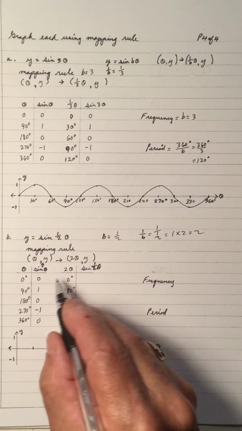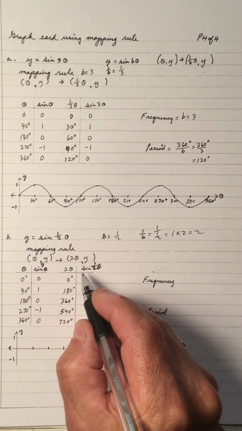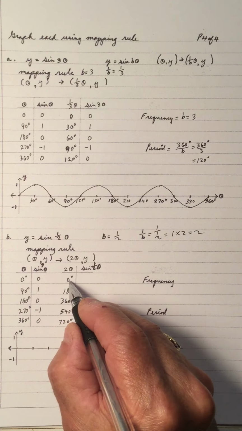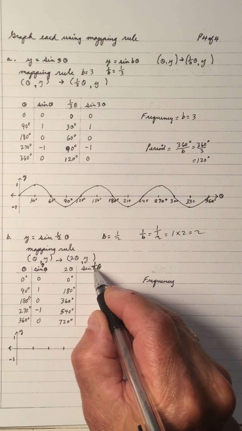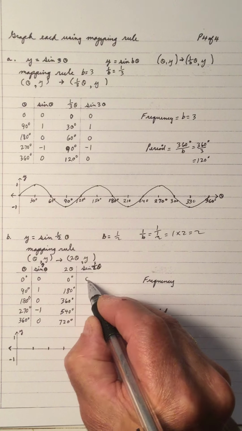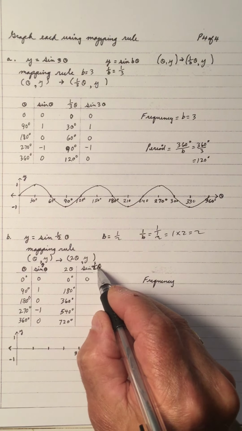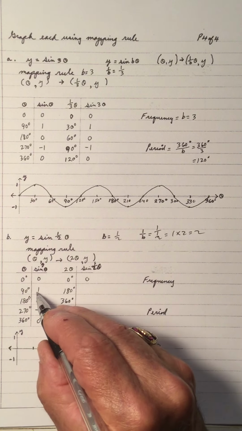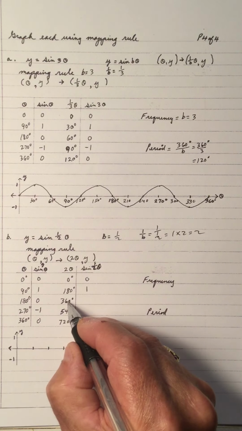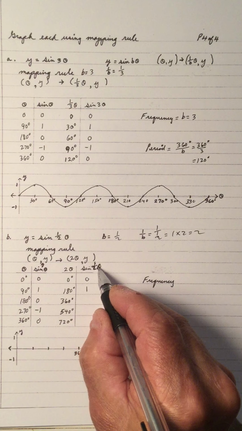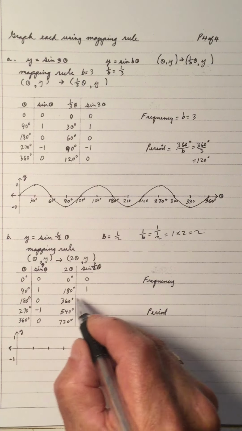Now we're putting in theta. So theta is a 0. So when you put 0 in here, half is 0, 0. The sine of 0 is still 0. Now we put a 180 in. Half of 180 is 90. The sine of 90 is 1. We put 360 in. Half of 360 is 180. The sine of 180 is 0.